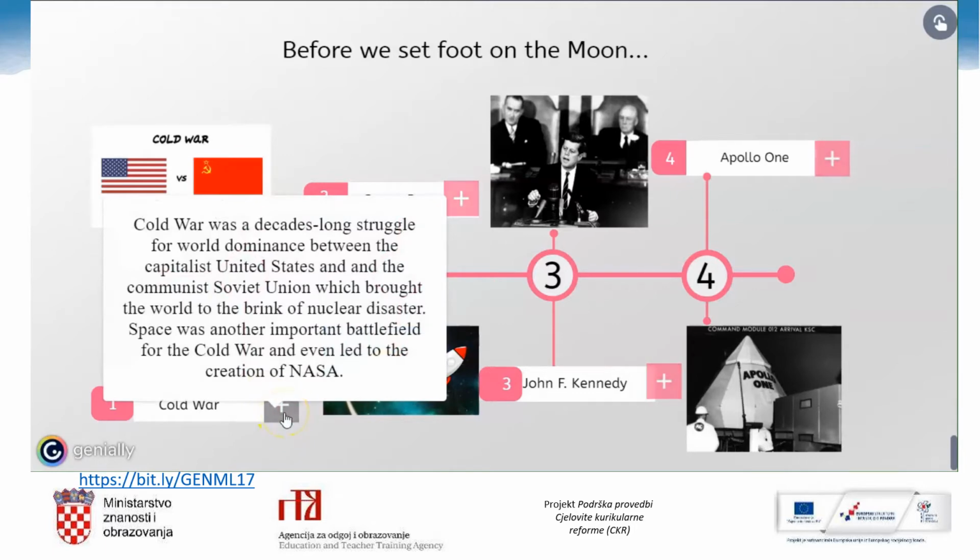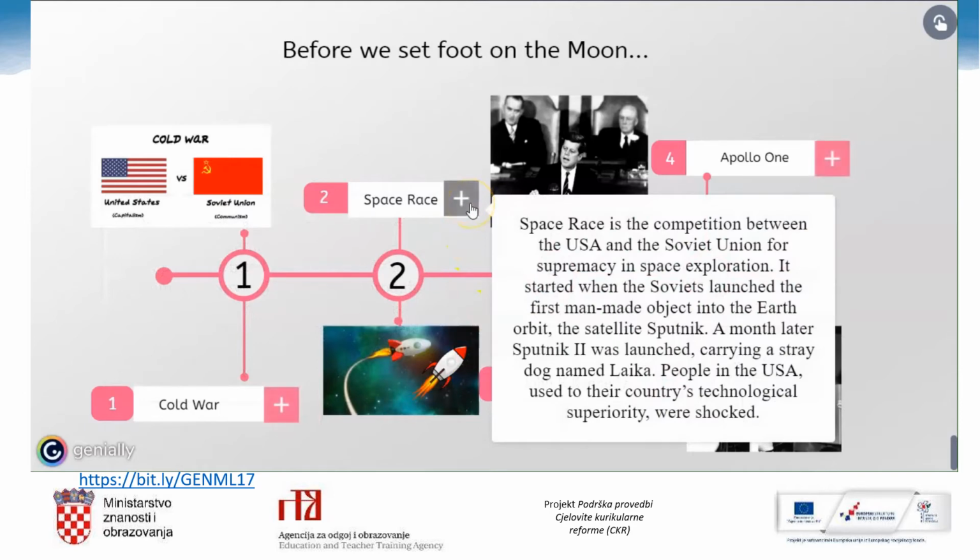Cold War was a decades-long struggle for world dominance between the capitalist United States and the communist Soviet Union, which brought the world to the brink of nuclear disaster. Space was another important battlefield for the Cold War and even led to the creation of NASA. Space race is the competition between the USA and the Soviet Union for supremacy in space exploration. It started when the Soviets launched the first man-made object into the Earth orbit, the satellite Sputnik. A month later, Sputnik 2 was launched carrying a stray dog named Laika. People in the USA, used to their country's technological superiority, were shocked.